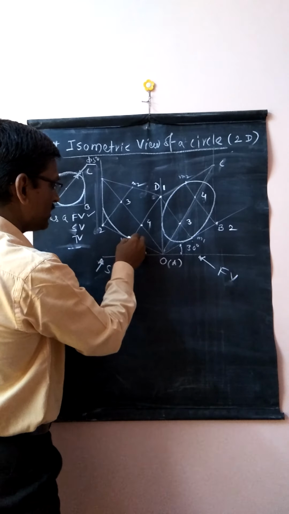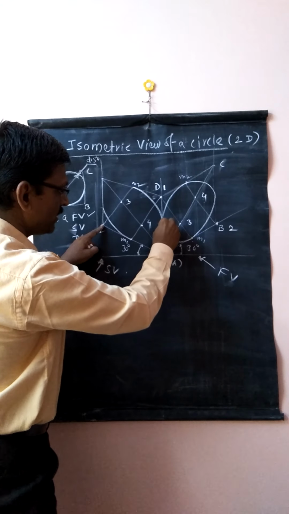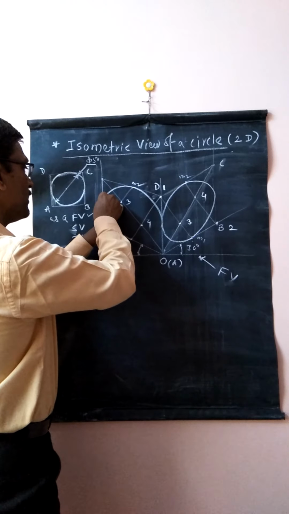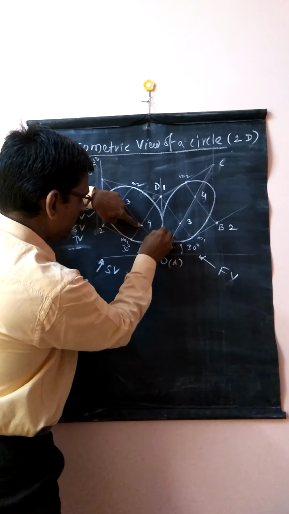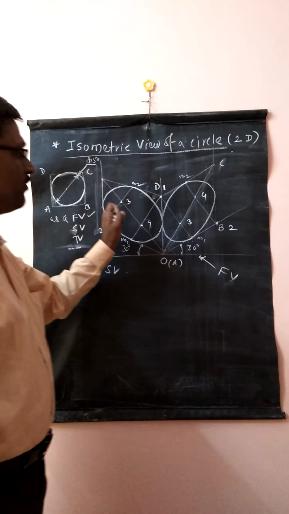First M1 will be the radius. Complete this one. 2 will be the center, 2M2 will be the radius. Complete this one. Then 3 will be the center, 3M2 will be the radius. Complete this circle. 4 will be the center, 4M1 will be the radius, complete this circle. So in this way, you can complete this isometric view of a circle.